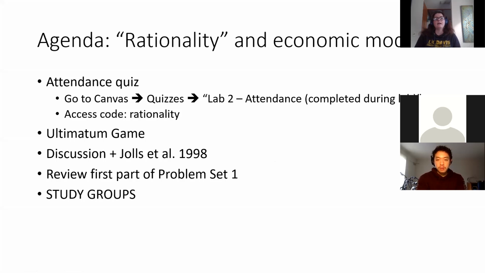And then once we're done with that, we're going to do a new experiment this week called the Ultimatum game, and it's going to lead to some discussion, including the Joel's et al. paper that hopefully everyone has read. We're going to talk about the discussion questions for that, and then we're going to review a little bit about problem set 1, and then Tara is going to talk about study groups at the end.